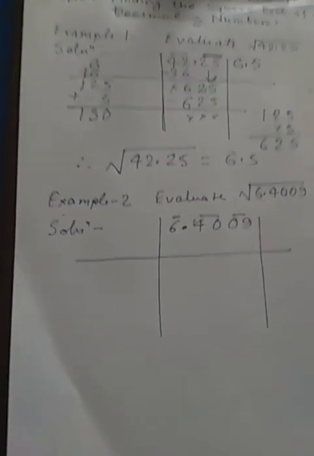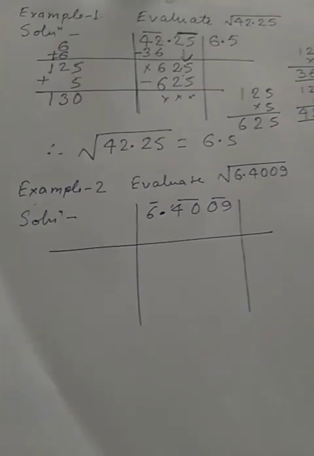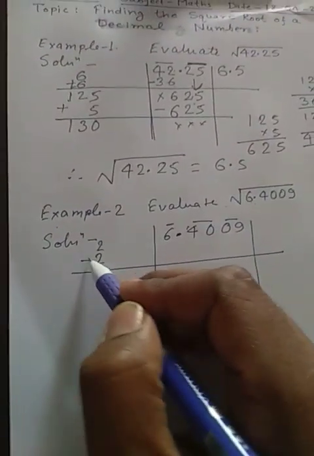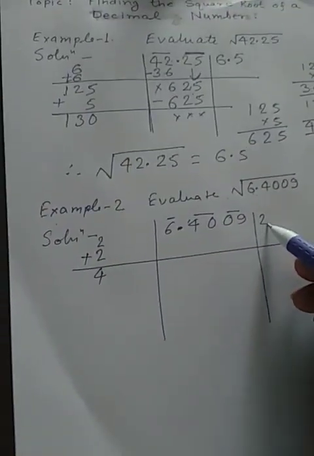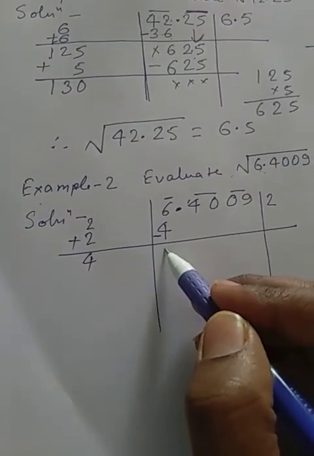1 1 is 1, which is less than 6. 2 2s are 4, less than 6. 3 3s are 9, more than 6. So we have to take 2 2s are 4. After subtraction it is 2.